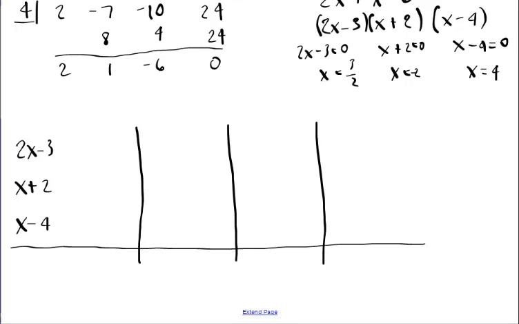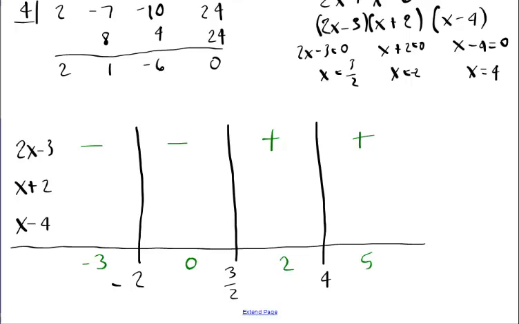And list these guys off in order from smallest to largest. Negative 2, 3 halves, and 4. And check a number from each spot. Now you don't have to actually do the math. We just want to know what is the sign going to be at these different places. So when I put a negative number in here, I'm going to get negative. When I put 0 in, I'm going to get negative. When I put 2 in, I get positive, and when I put a 5 in, I get a positive number. I'm not concerned with the actual number, just the sign of the number.